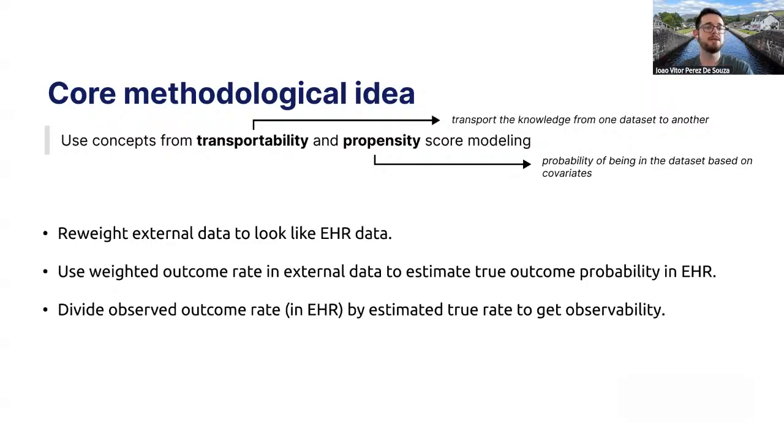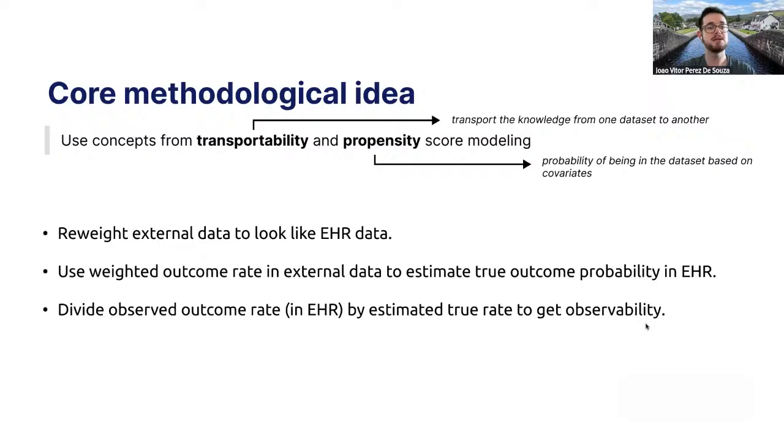Using those concepts, what this paper did is that they reweighted the external data to look like the EHR data. So they got an external data source that had all of the outcomes from the patients, so all events were observed, and they tried to reweight the EHR, which is incomplete, right? They used this weighted outcome rate in external data to estimate the true outcome probability in the EHR. And essentially, they divide the observed outcome rate by the estimated true rate to get this observability rate.